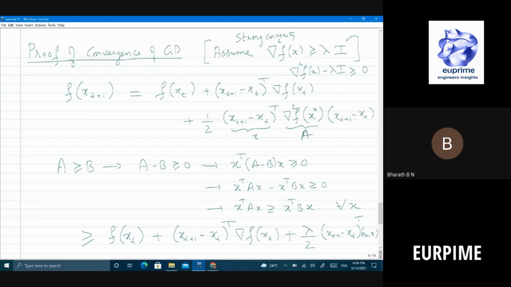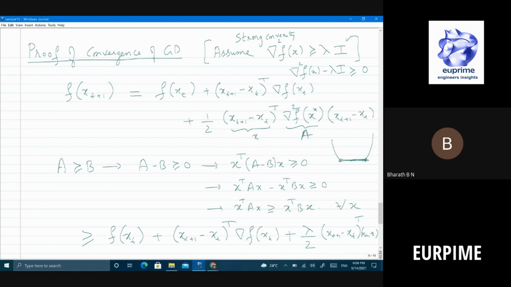Do you agree? Because if you take 2 points and join them with a line, the function doesn't lie below it. It lies exactly on it, it overlaps, right? That's why it's called convex, but the other one is called strongly convex when it lies strictly below. Okay, so now what is the consequence of this?